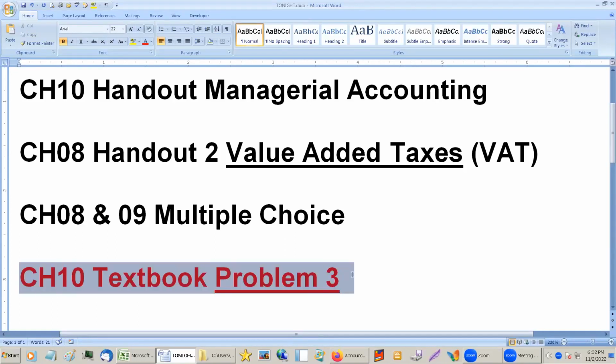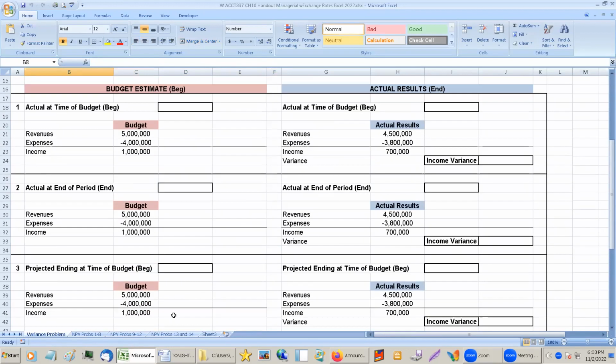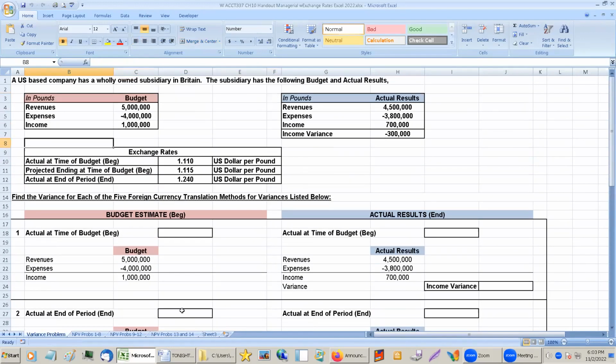And this will be assigned as homework at the end of class, but let's go ahead and get started on chapter 10. Okay, the first one looks like the most complex one, but it's actually one of the easier ones. It basically has to do with variances, just a simple income variance. So let me zoom in a little bit here.